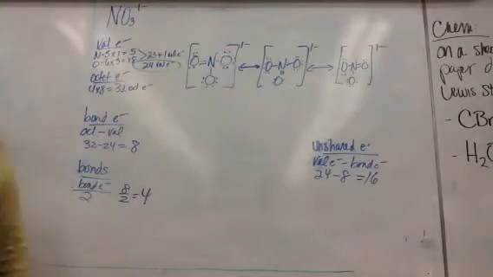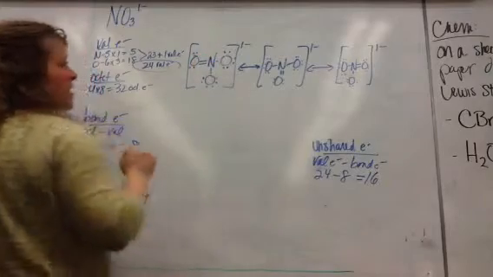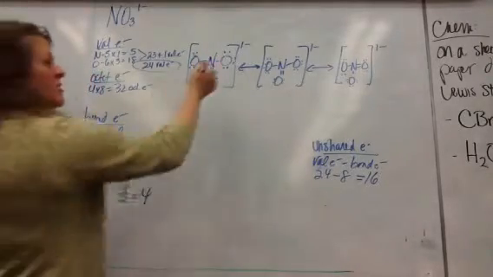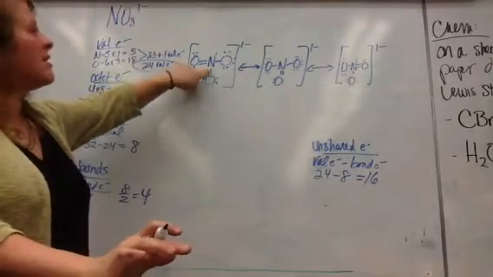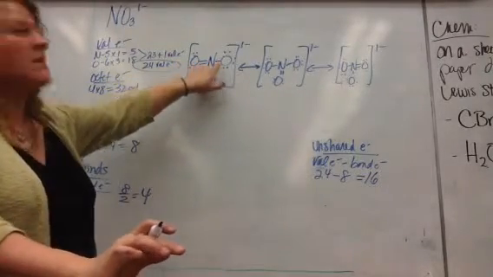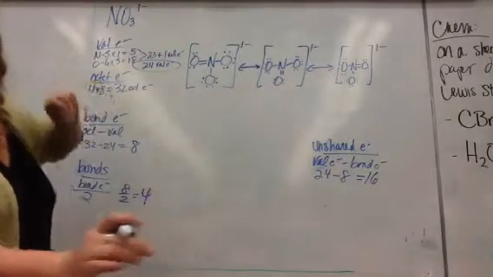Okay. Yes, ma'am? The double bond is where they're sharing 2 electrons. Yes, that's why there are two lines there. Each line indicates a pair of electrons that are shared. So this line represents 2 electrons. This line represents 2 electrons. That represents 2 electrons. That represents 2 electrons.